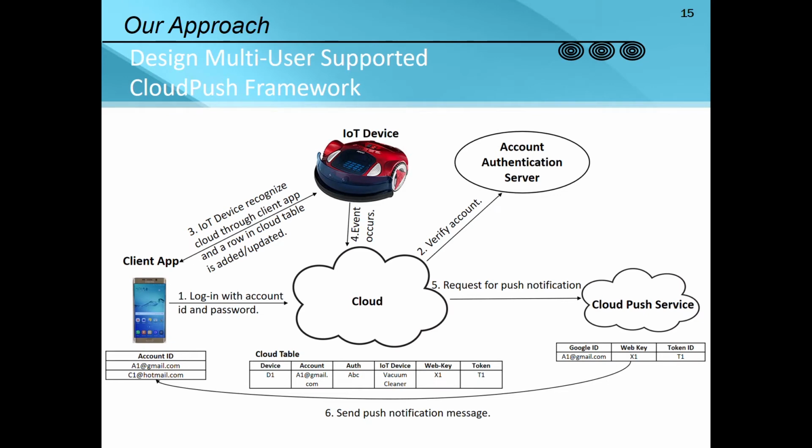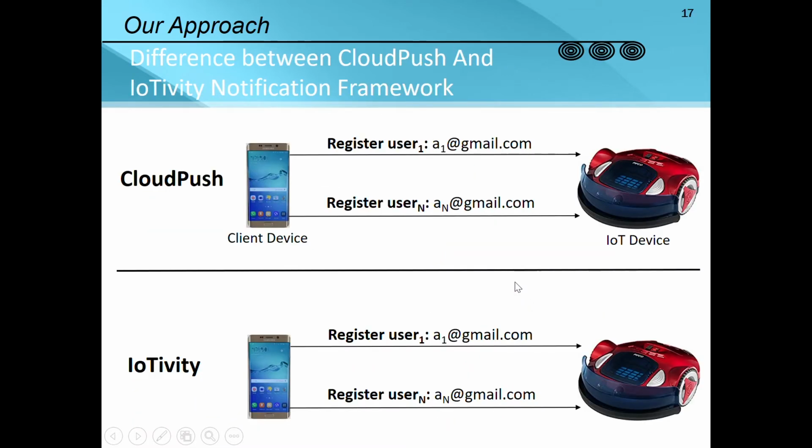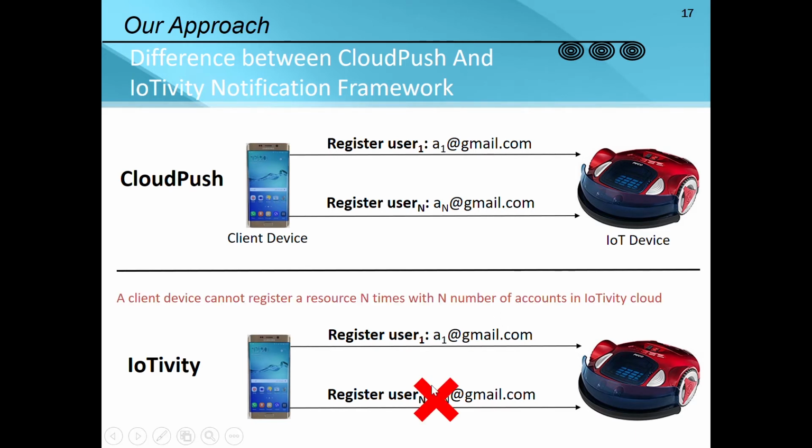In the previous slide I have already discussed this algorithm. The difference between CloudPush and the IoT notification framework is shown here. In the CloudPush framework, a client device can register an IoT device n times with n accounts in the cloud, whereas in the IoT framework it is not possible.